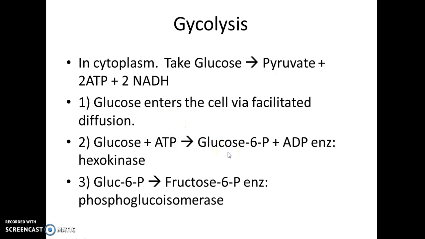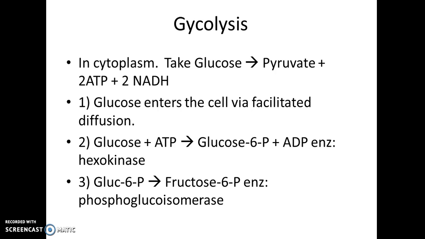Now we know that all enzymes that move phosphates are called kinases. This enzyme is called hexokinase, hexo because of the 6 carbons of glucose. So hexokinase takes a phosphate from ATP and adds it to the 6th carbon of glucose, and we get glucose 6-phosphate and ADP.